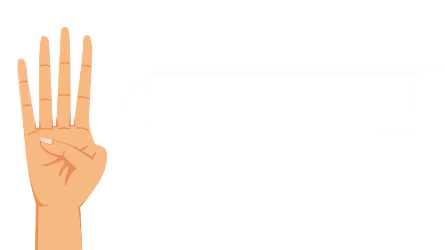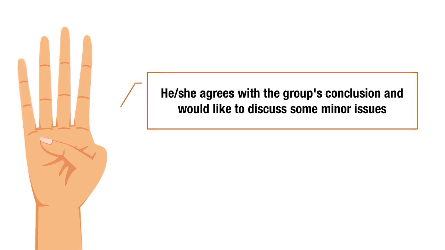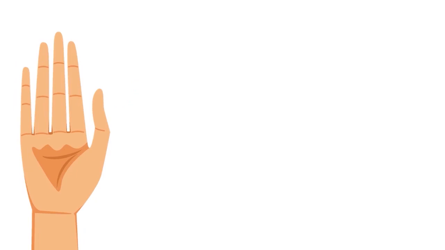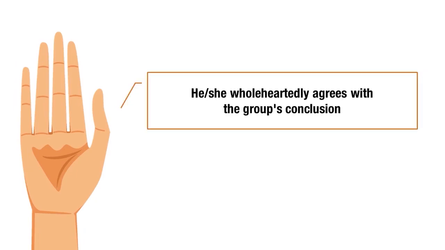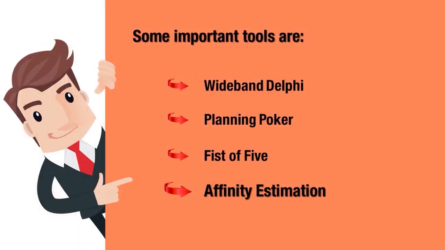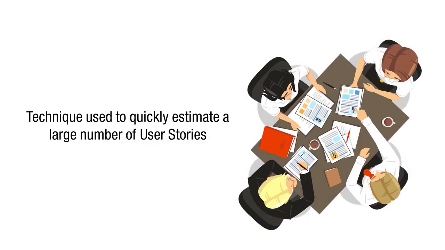If a team member raises 4 fingers, it means he or she agrees with the group's conclusion and would like to discuss some minor issues. And if a team member raises 5 fingers, it means he or she wholeheartedly agrees with the group's conclusion. The last technique is Affinity Estimation. It is a technique used to quickly estimate a large number of user stories.